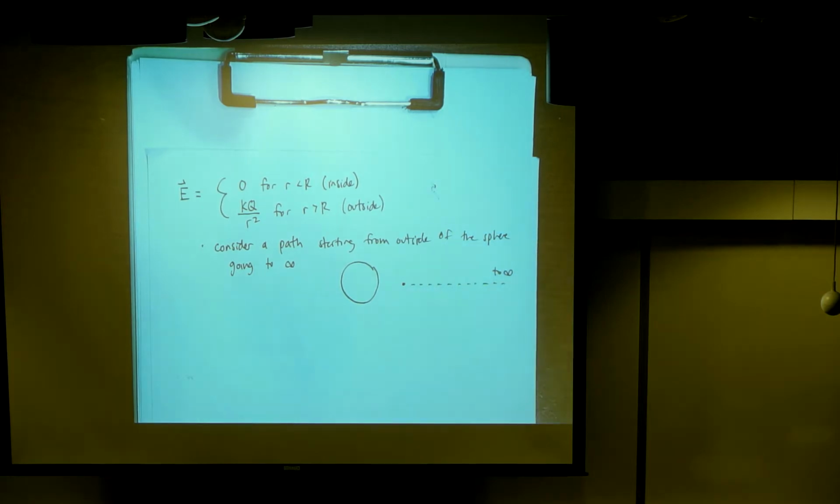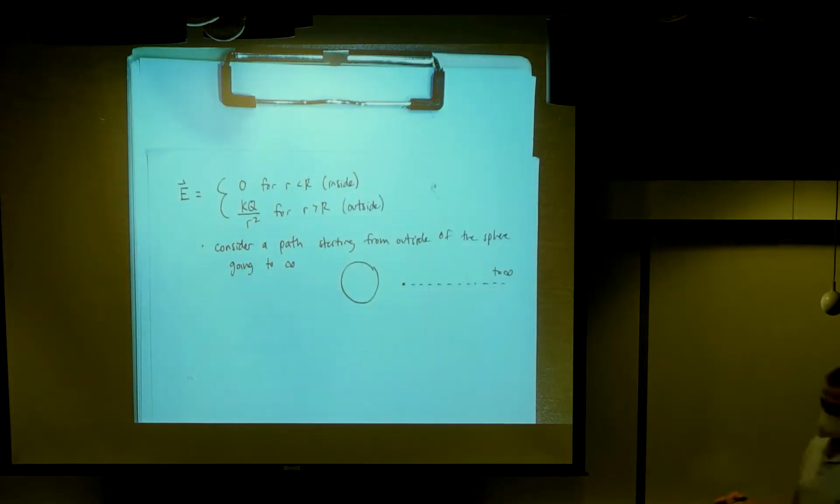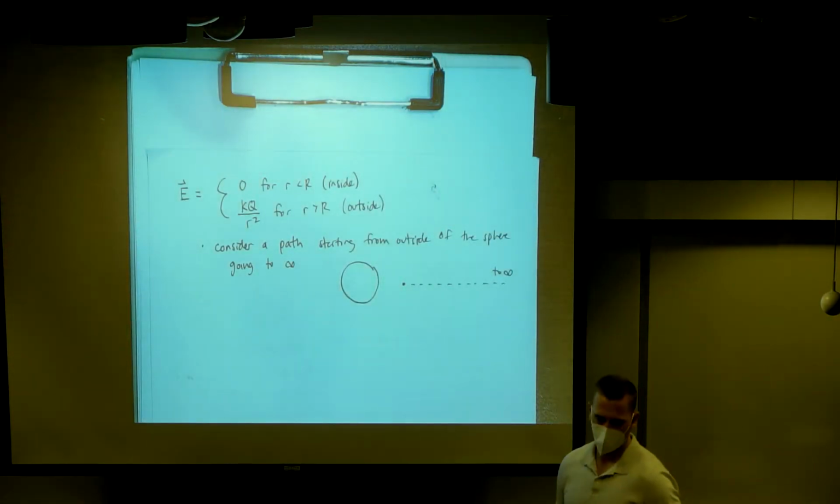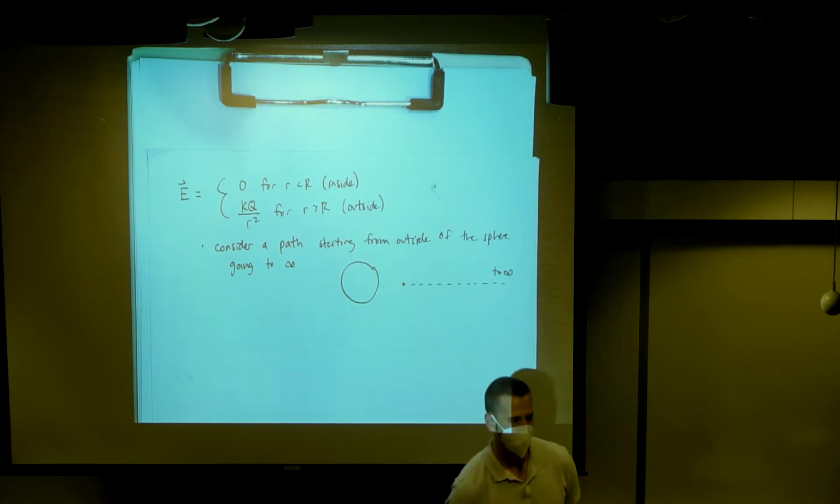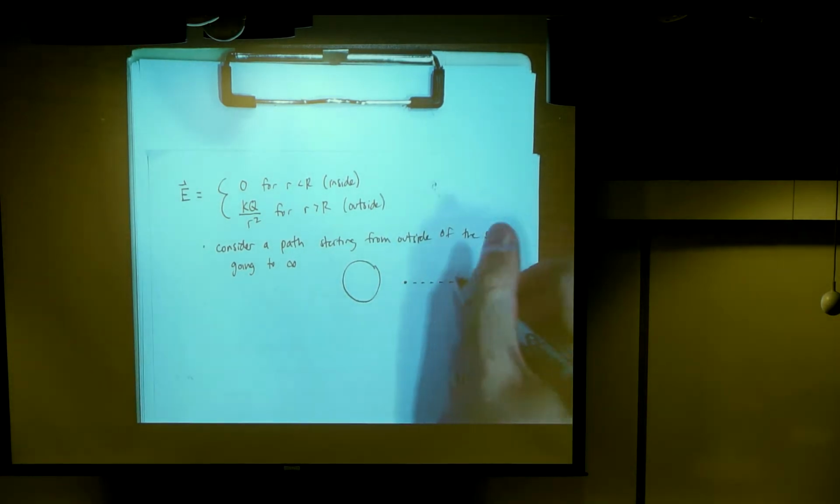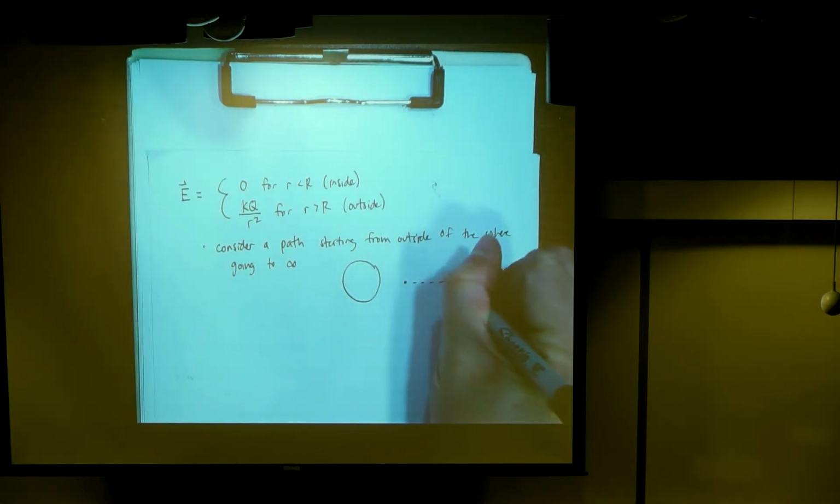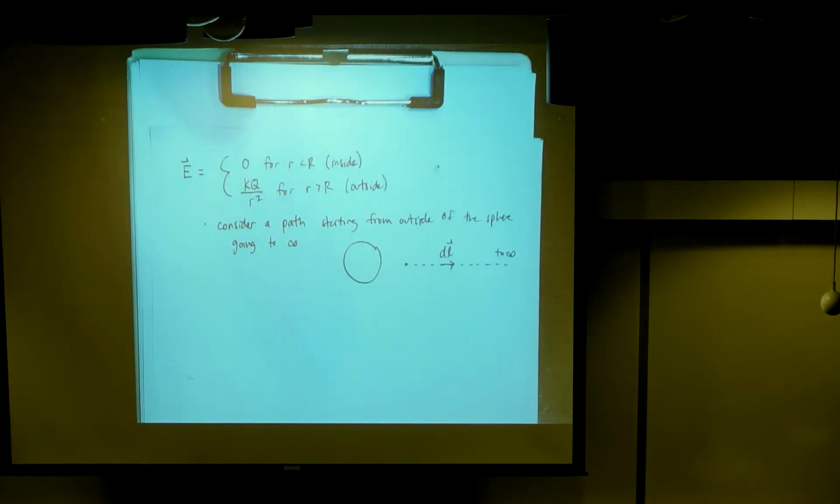Okay? Now the reason I'm going to do this is because we actually know that the potential at infinity is supposed to be 0. So we want to bring that into our calculation somehow. That's why I'm going to end this path at infinity. Okay? So let me draw a vector along this path, which I'll call dl. That's just a little infinitesimal displacement along the path.